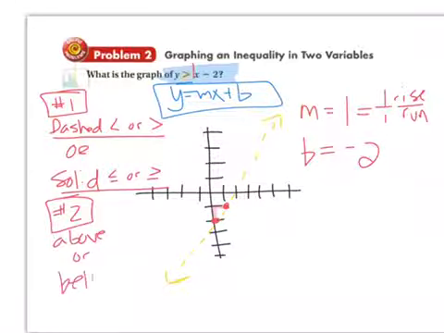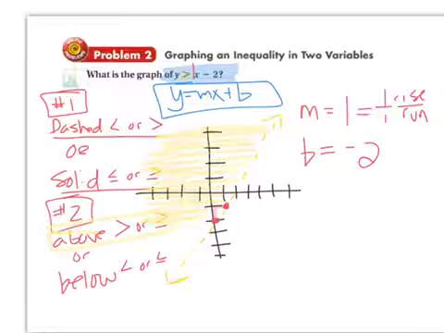And this is pretty easy, guys. If it's any type of greater than or greater than or equal to, we would shade above the dashed or dotted line. If it is less than or less than or equal to, we will shade below. And so again, my inequality symbol is a greater than. So that means I need to shade above the inequality line. And so above my line is going to be right on this whole side. And that is going to be my answer.